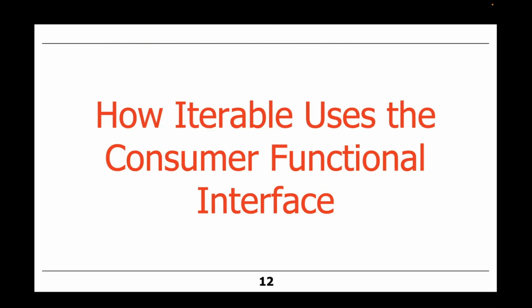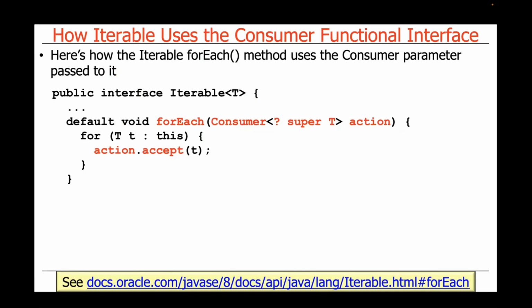So let's take a look and see how the Iterable interface uses the consumer functional interface. And of course, Iterable is what the List class is going to extend through the Collection interface. So here is the Iterable interface and the forEach method defined in the Iterable interface. And you can see how it's passed a consumer parameter. And the consumer parameter is called action. And what happens inside of forEach is it's going to iterate through every element in this object, in a list, for example, and it's going to call the accept method on the action, passing in each of the elements that's part of the object that we're iterating through.